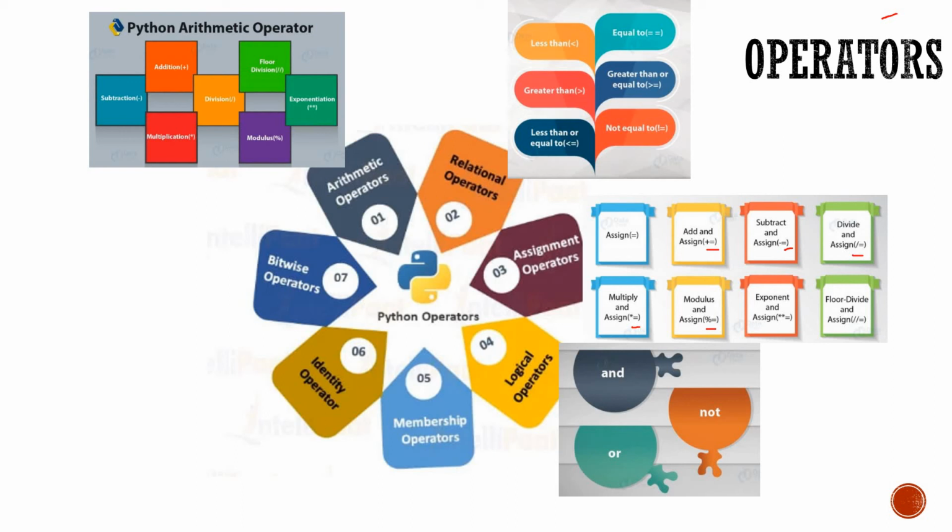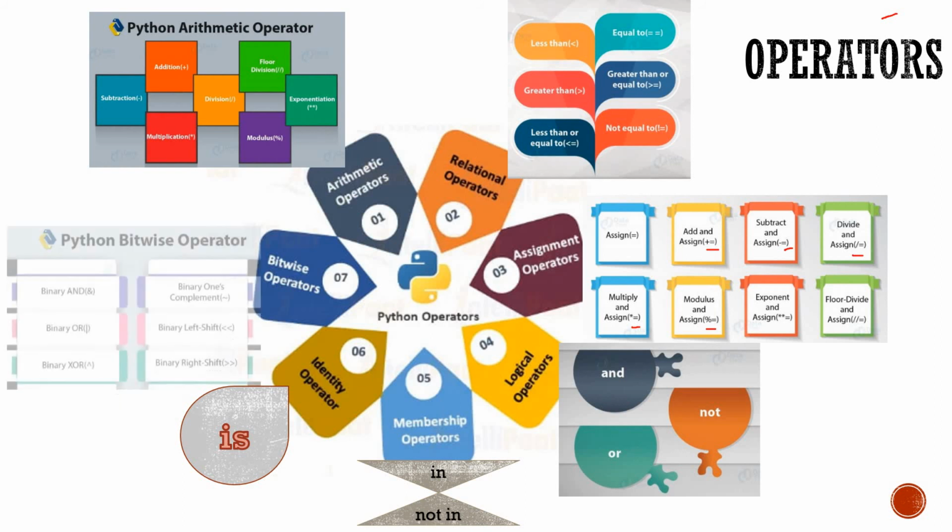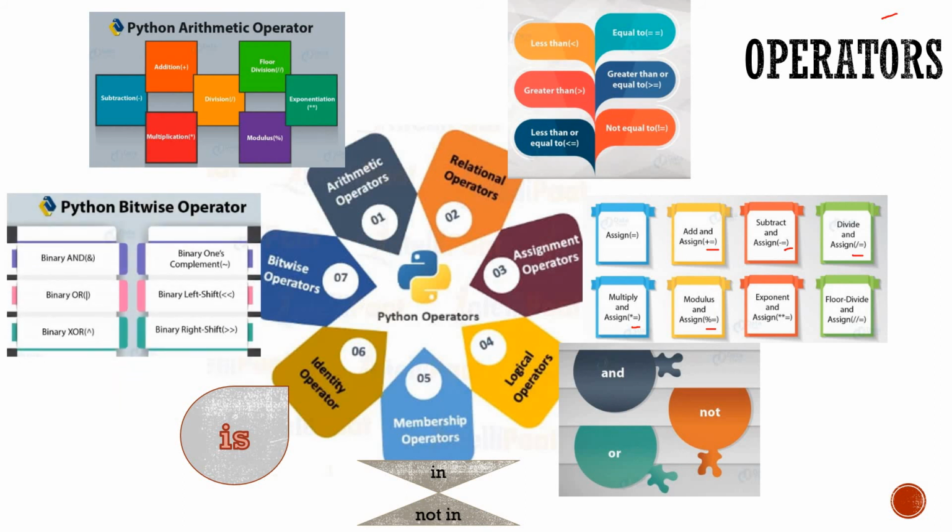Next we are having logical operators, which check the logic whether the conditions are correct or not. In this we are having 3 logical operators: and, or, not. Then membership operators, which are in and not in. They check if a particular value is in a certain place or not. Then identity operators, which work on the address, not on the values directly. After that we are having bitwise operators, which directly work on the single bit, or you can say the single operand. Okay children, thank you.